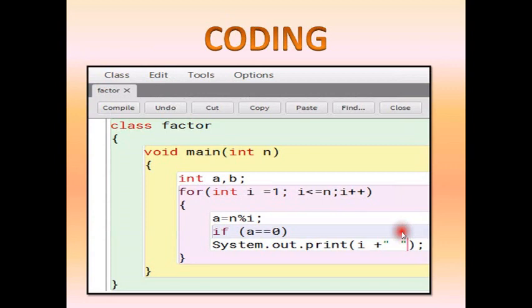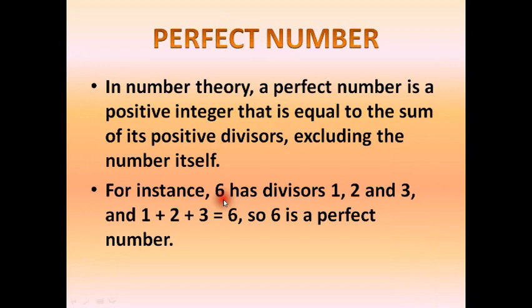We are leaving out the number itself. We are only discussing the factors apart from the number itself. So 6 is basically a perfect number. So we'll check the program. For this program, we have to accept the number, find the factors, find the sum of the factors, and then check if the number is equal to the sum of the factors.